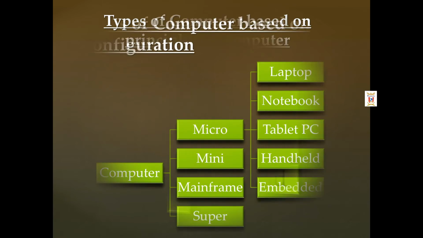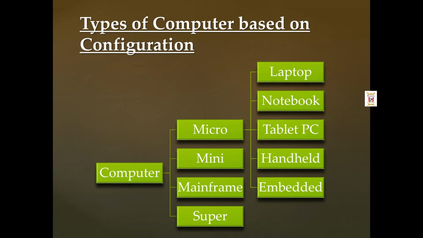The next type of computers are based on their configuration. So we have four types: micro, mini, mainframe, and supercomputer. Further on, microcomputer has some subtypes like laptop, notebook, tablet, handheld, and embedded. Here you have to keep in mind that you do not need to learn the definitions of the subtypes.